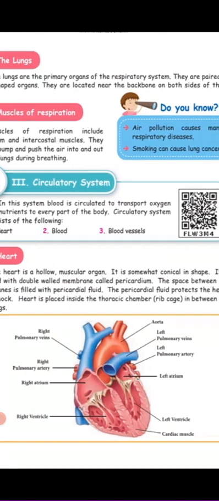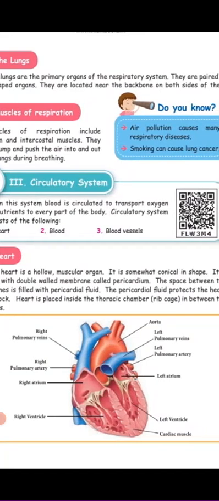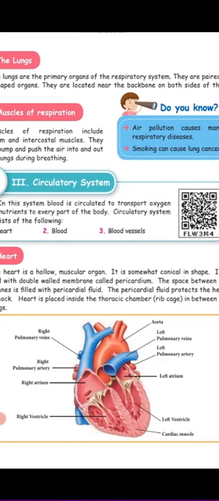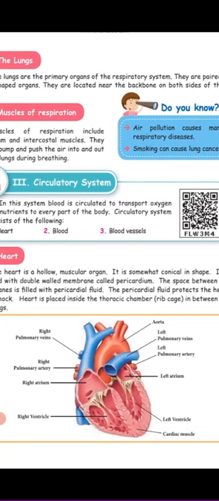So where is the heart placed? It is inside the thoracic chamber, between the two lungs. We have already seen about the lungs. In between the two lungs only the heart is present. Now, how many chambers is the heart divided into? Four chambers. The two upper chambers are called atria or auricles. Clear, ma? And the two lower chambers are called ventricles.